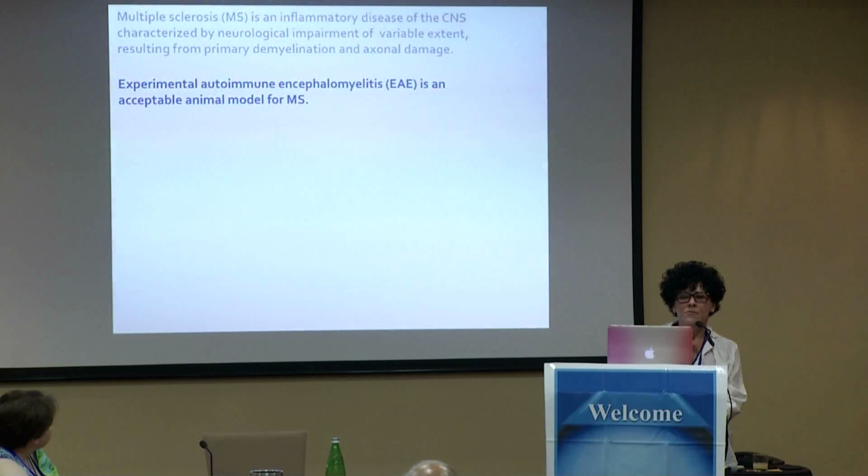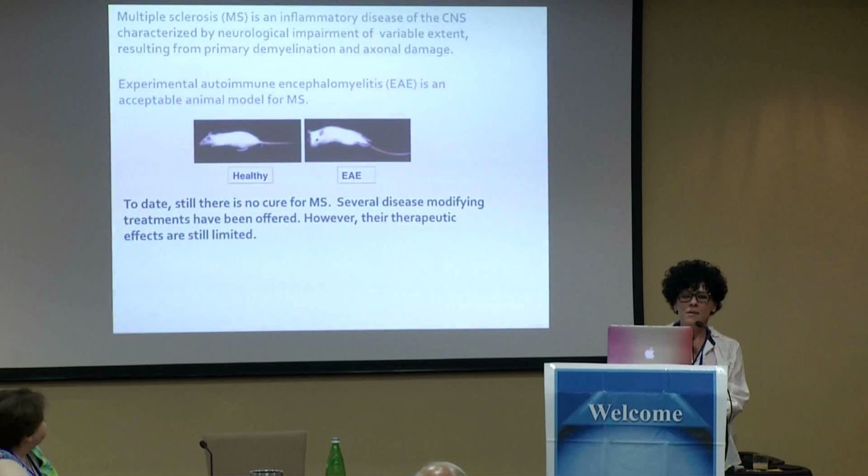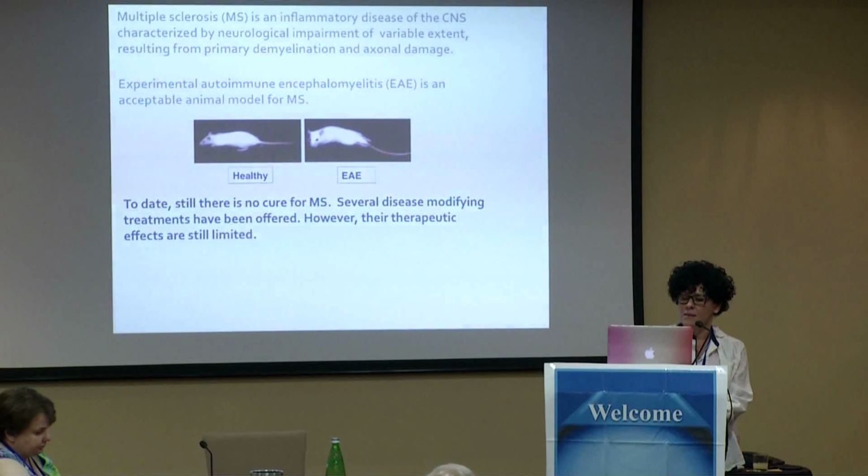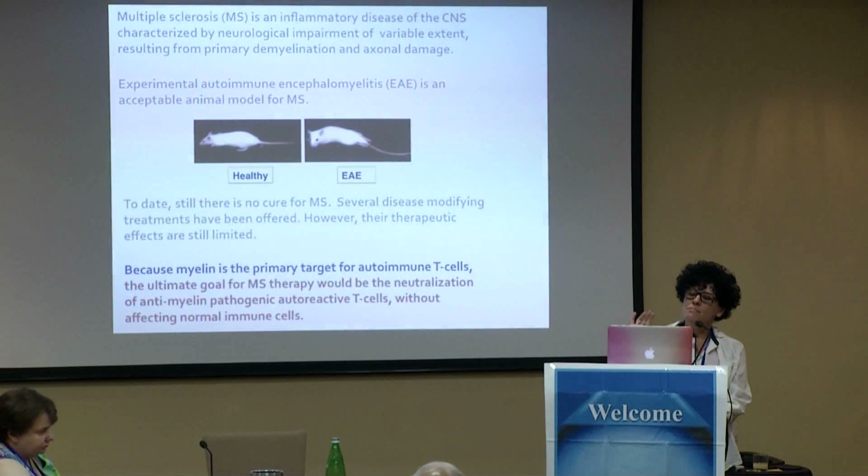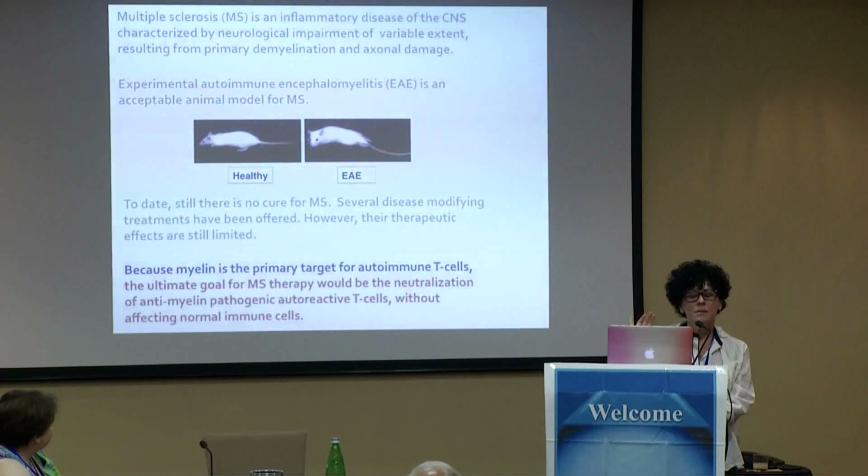Experimental autoimmune encephalomyelitis is an acceptable animal model for MS. Today, there is no cure for MS. Several disease-modifying treatments have been offered, however, their therapeutic effects are still limited. And because myelin is the primary target for autoimmune T cells, the ultimate goal for MS therapy would be to neutralize the anti-myelin pathogenic autoreactive T cells without affecting normal immune cells.